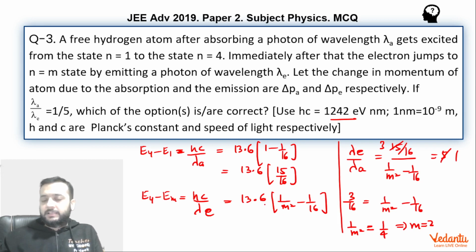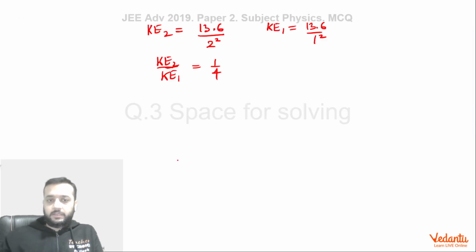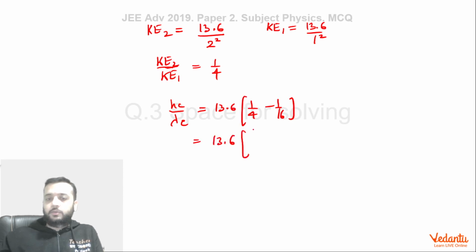तो यहाँ से लैम्डा ई निकल जाएगा, राइट. तो 13.6 इंटू 1/4 minus 1/16. Okay, so hc upon lambda e will be equals to 13.6, 1/4 minus 1/16, right? So this will be 13.6 into this will become how much? 4/16 minus 1/16, so this will be 3/16.